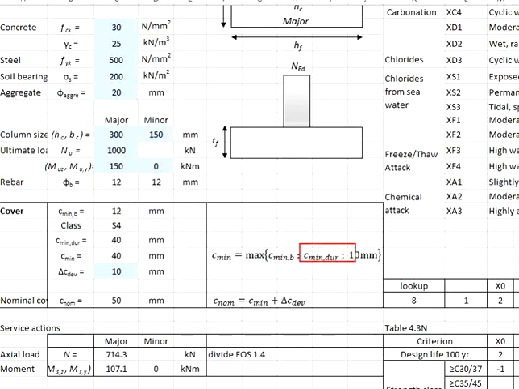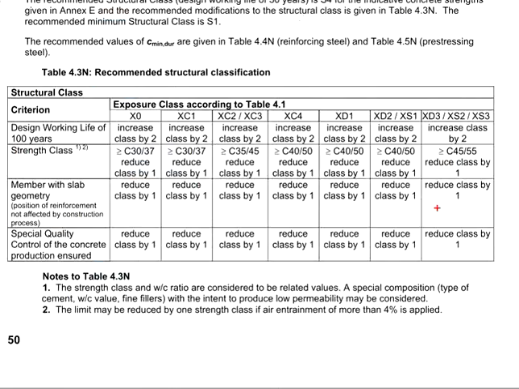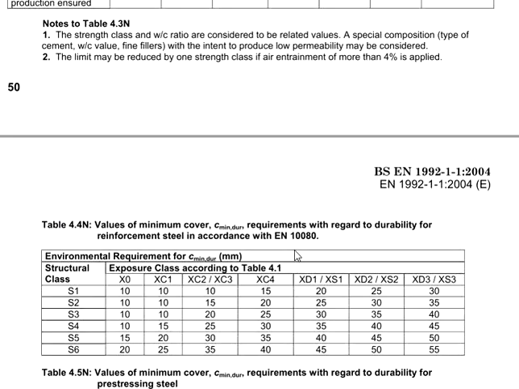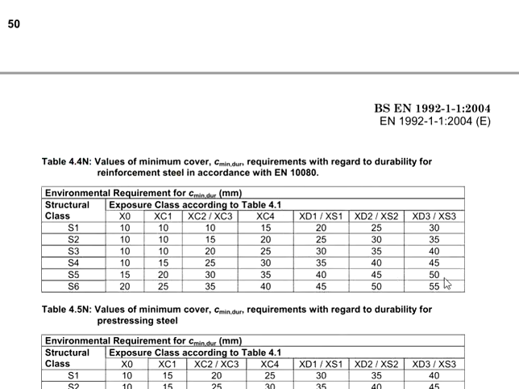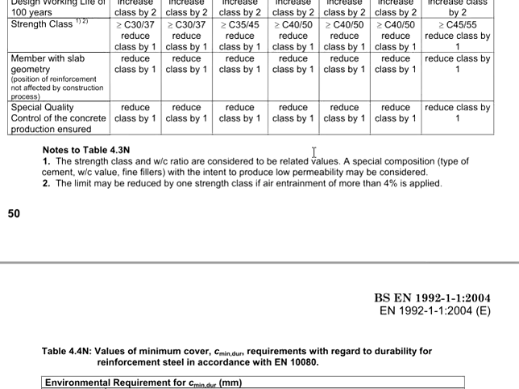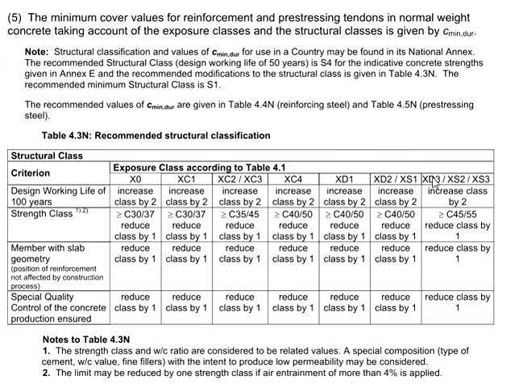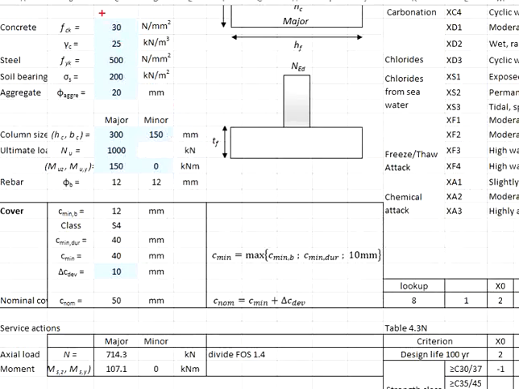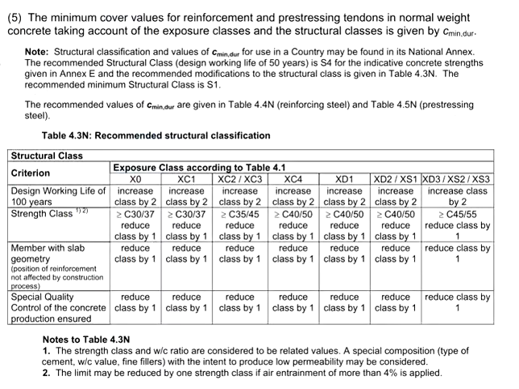As for C min durability, you may refer to table 4.3N and also table 4.4N. The recommended structural class is S4 and you are referring to the exposure class XD2. The design life is 50 years. No changes to the structural class. The concrete strength is 30. Also no change to the structural class.